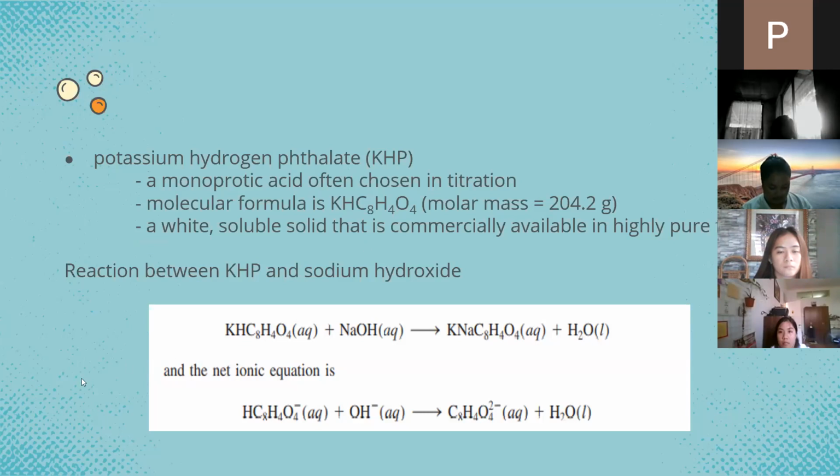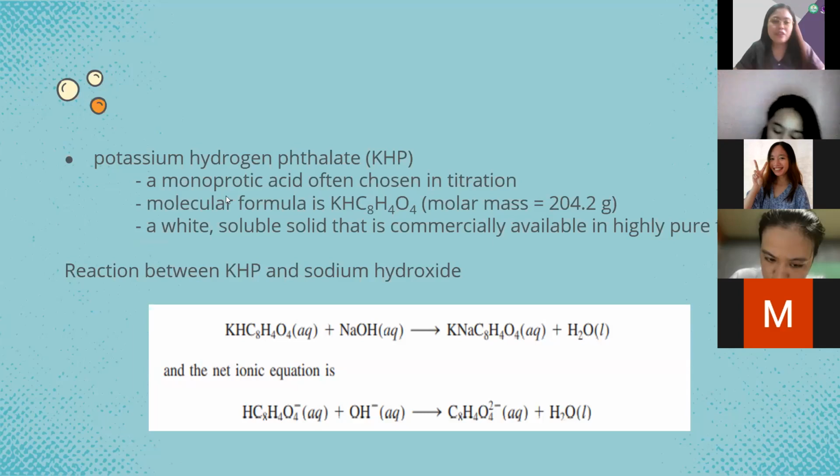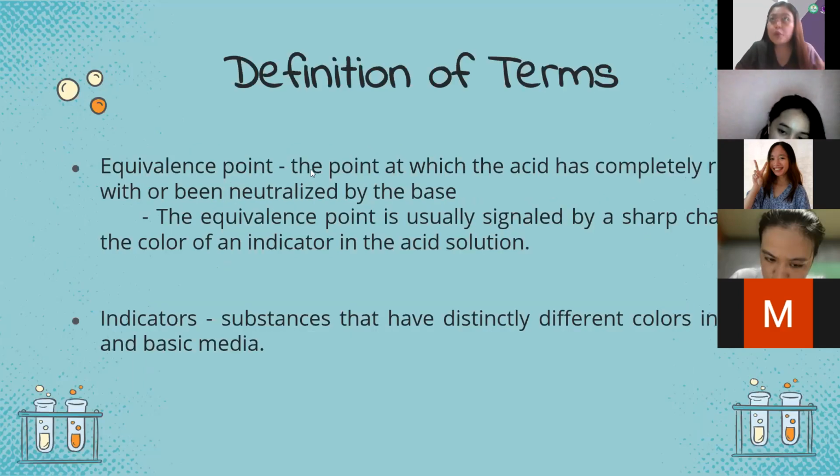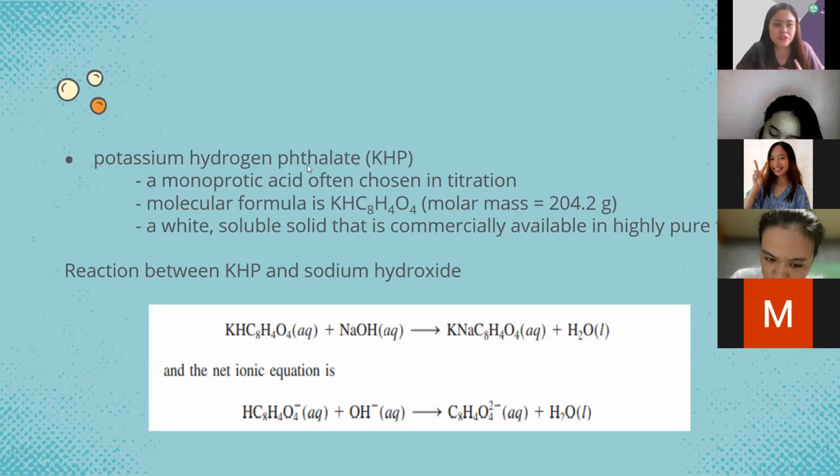Okay, let us continue. Now, if we want to standardize sodium hydroxide, if we want to know the concentration of sodium hydroxide, the acid that can be used in the titration is potassium hydrogen phthalate. That's the name, okay? Potassium hydrogen phthalate, or we abbreviate this as KHP. Sometimes this is called potassium acid phthalate. They are just one chemical substance. Now, this is a monoprotic acid, meaning it has one hydrogen that is capable of being ionized.